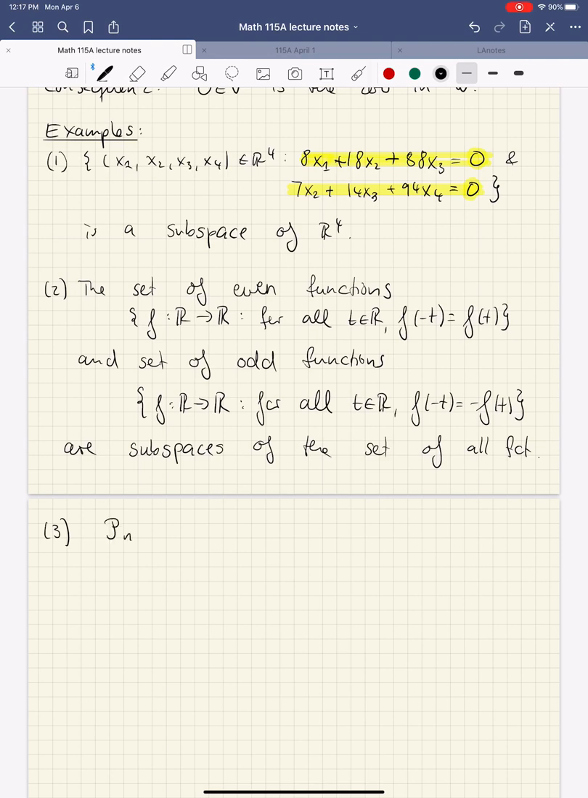We have that P_n(R) is a subspace of P_m(R) if n is less than or equal to m. So the polynomials of degree at most n is a subspace of the polynomials of degree at most m if m is larger, and a subspace of all polynomials.